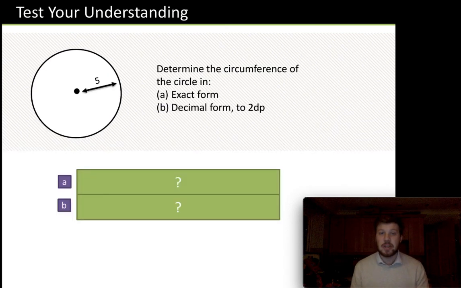So here's a question. Let's have a look at this. I want the answer in exact form first, and then I want it in its decimal form to 2 decimal places.